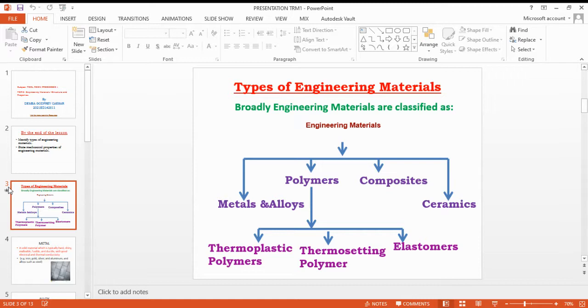Broadly, engineering material can be classified as: 1. Metals and alloys. 2. Polymers. 3. Composites. And lastly, material can be categorized as ceramics. Under polymers, we have 1. Thermoplastic polymers, 2. Thermosetting polymers, and 3. Elastomers. Now let's look at these types of engineering materials in detail.